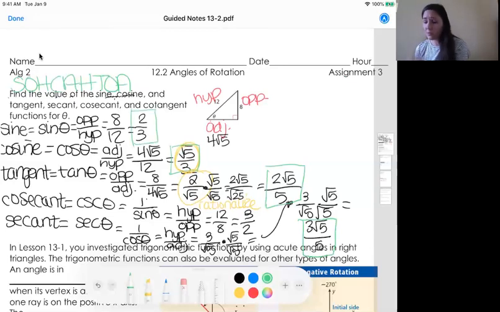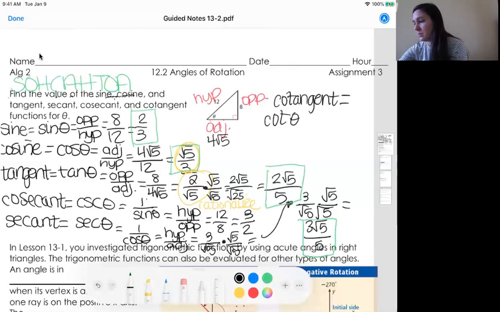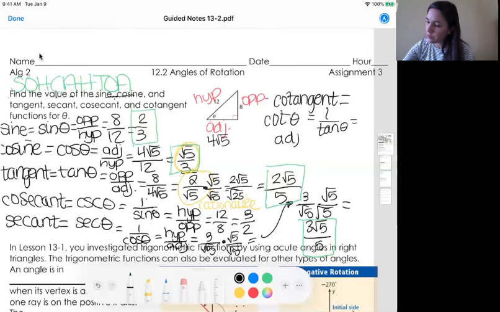All right, then we're left with cotangent. Ran out of room down here, I'll go up here. So cotangent, we're going to abbreviate that with COT theta. It is 1 over tangent. So if tangent is opposite over adjacent, cotangent is adjacent over opposite.